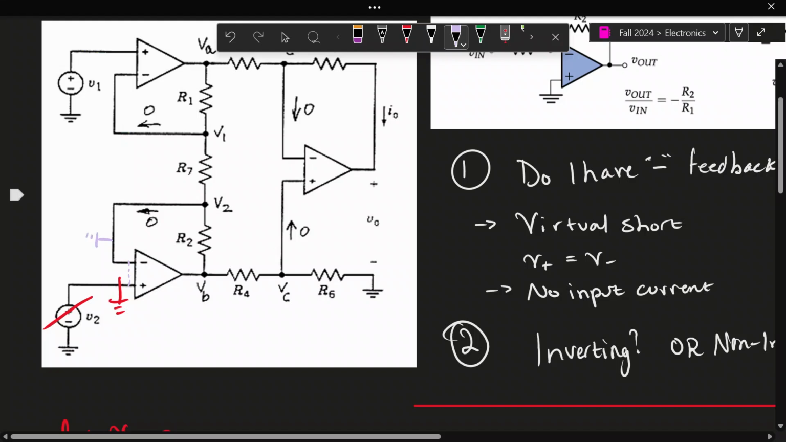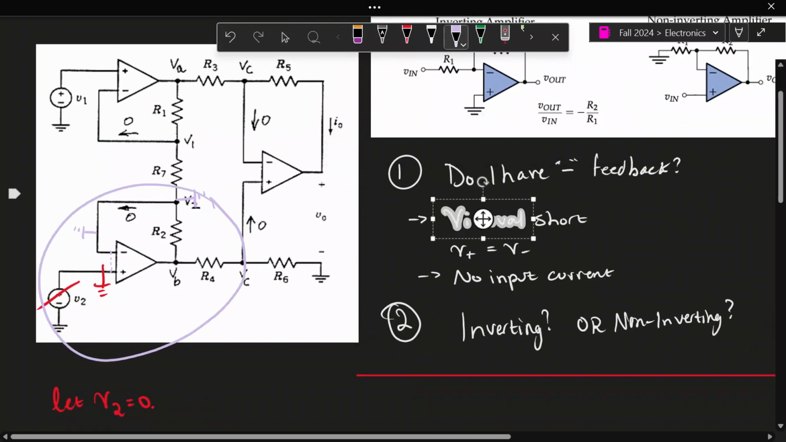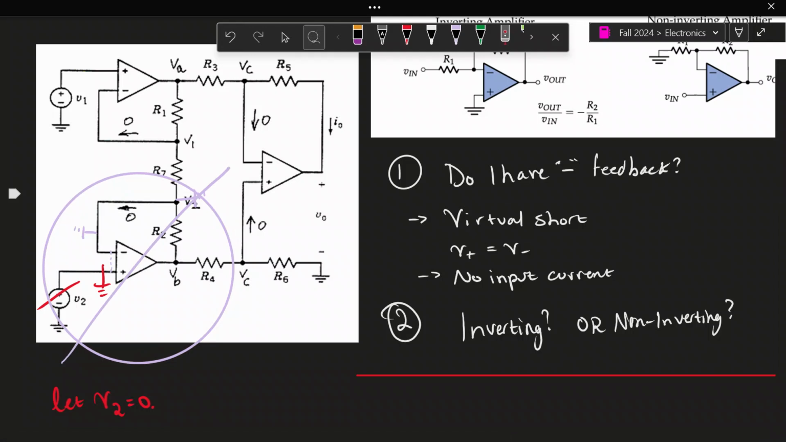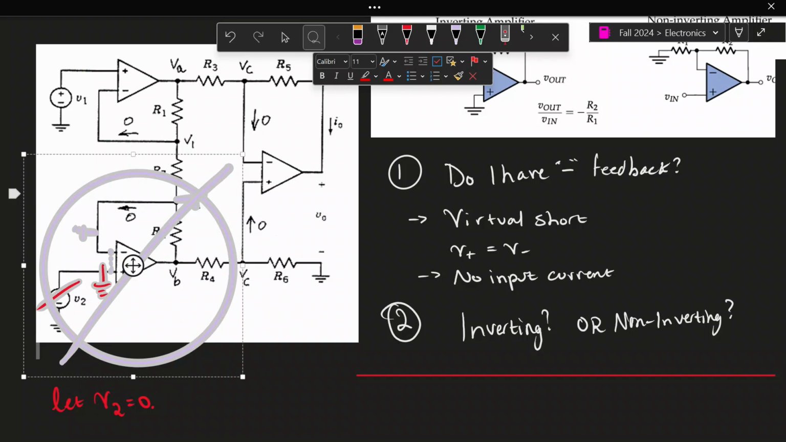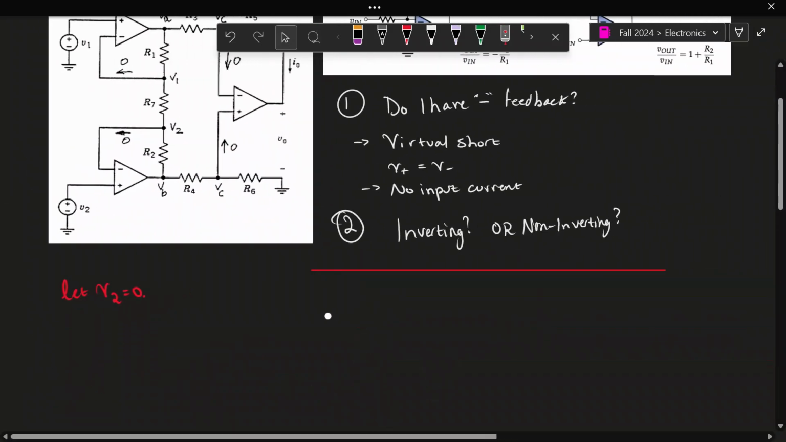Okay, well then, what does that mean? Well, that also means this node is ground, so V2 is ground. Basically, what's going to happen is this whole op amp here is going to be basically gone. That op amp will not have any effect on V1. So we can just not deal with that op amp.